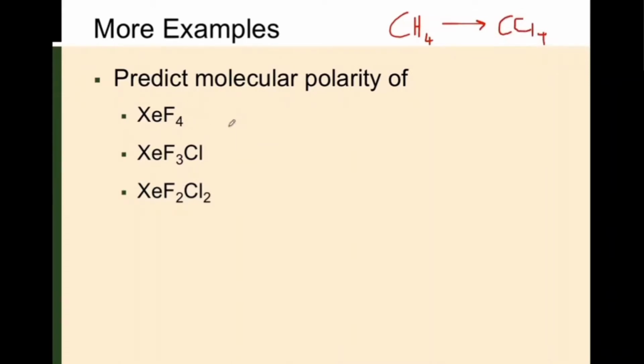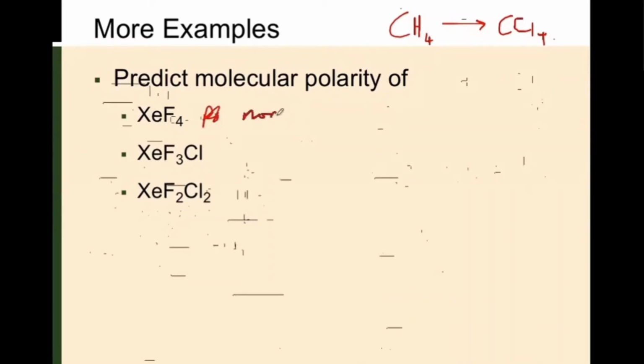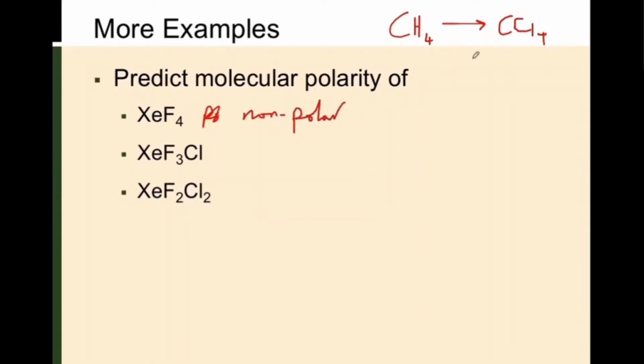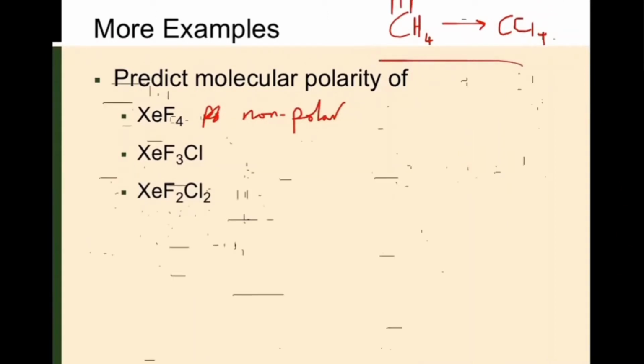We already saw xenon tetrafluoride, and it was non-polar. But what happened whenever we had this system? We went from non-polar to non-polar, but as we went along this path, we went through polar molecules. So maybe something similar will happen here.